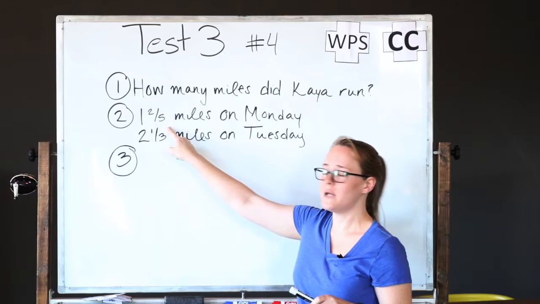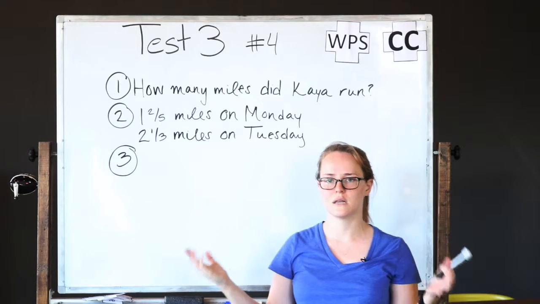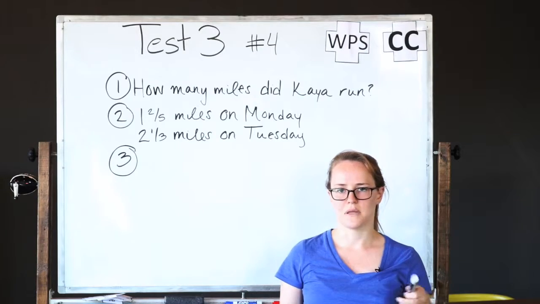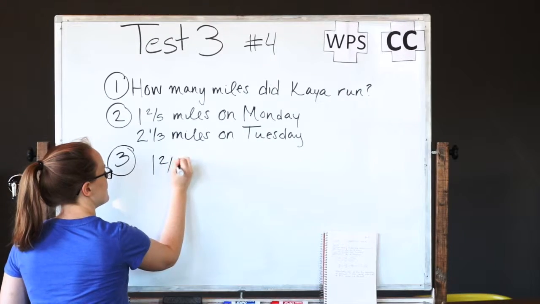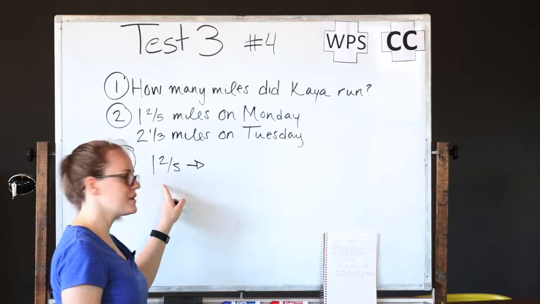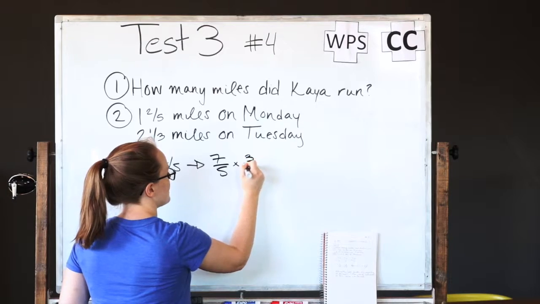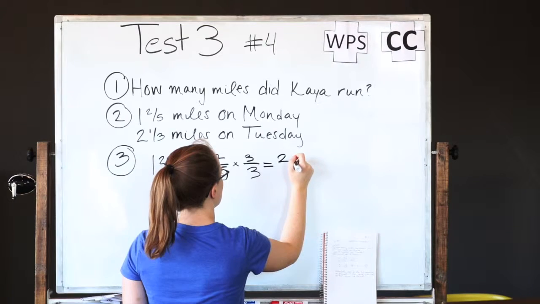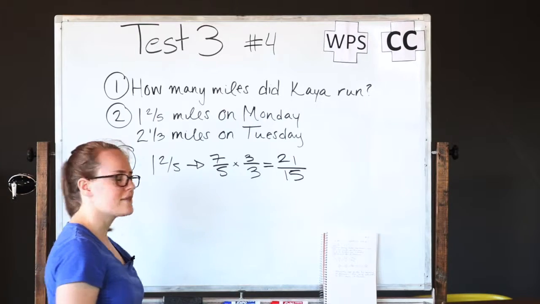So if we want to do that with 1 2/5 and 2 1/3 and get the same number on the bottom, we want to use a number that they can both multiply into. So we're going to choose 15 as the number on the bottom. So the first thing I'm going to do with 1 2/5 is turn that into a top-heavy fraction. So 1 is 5/5 plus 2/5. This becomes 7/5 times 3/3 to get a 15 on the bottom becomes 21/15. I got confused by my own math for a second.